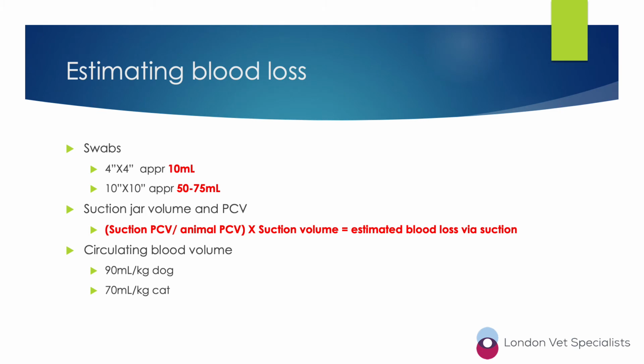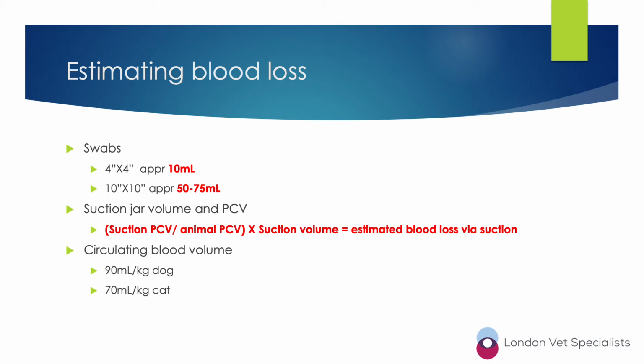In order to estimate blood loss, because even if you decided that they didn't require a transfusion before, that situation can change. Methods of estimating blood loss include counting swabs, so the normal sized small 4x4 inch swabs when saturated carry around 10 mils, whereas the larger laparotomy swabs can collect up to 75 mils when saturated.